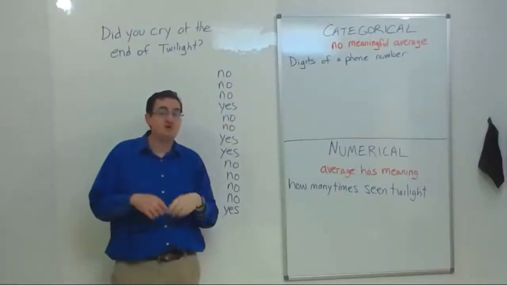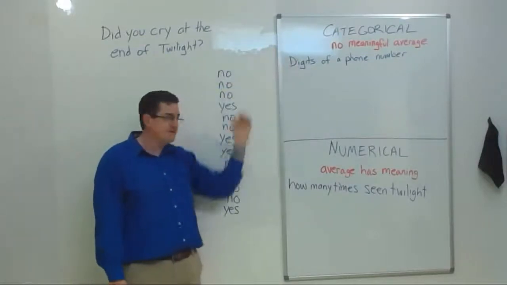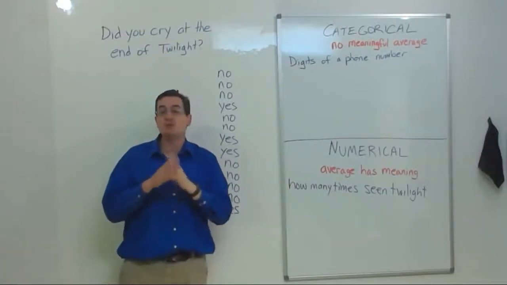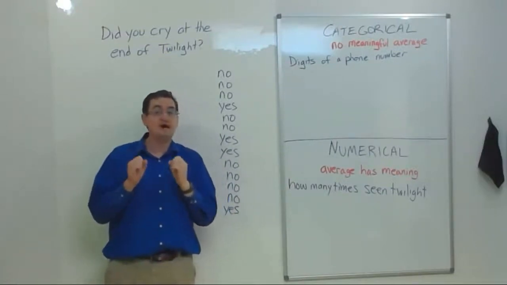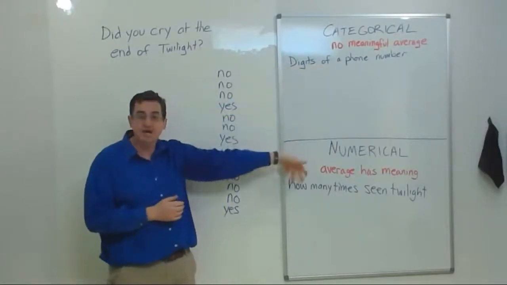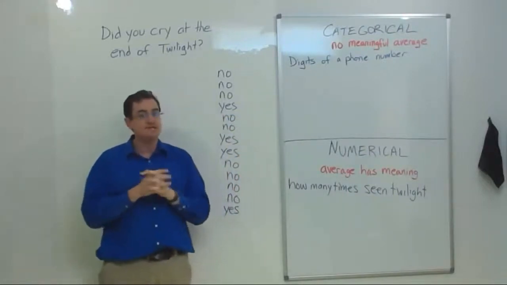So don't focus on whether there's letters or numbers. Focus on, does the average not really make sense, or does the average have meaning? That's the difference. And this is a big deal because on the final, students will say, I don't know whether to do a proportions test or a means test. That's all the way back to whether it's categorical or numerical. That's like one of the first videos in the class. So yes, this is important.